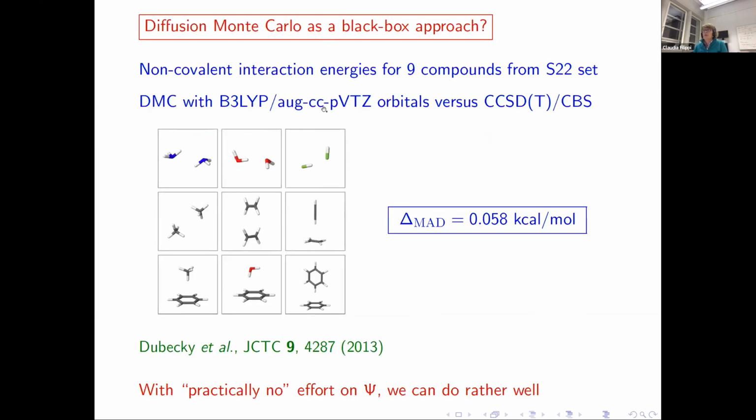Another example of quick success is, for instance, the non-covalent interaction energy for 9 compounds of the S22 sets. So this is really diffusion Monte Carlo with a very standard procedure. You build the orbitals on a given basis set, and they are comparing against CCSD(T) in the complete basis set limit. And even here you're having a very good result, very small error compared to coupled cluster.